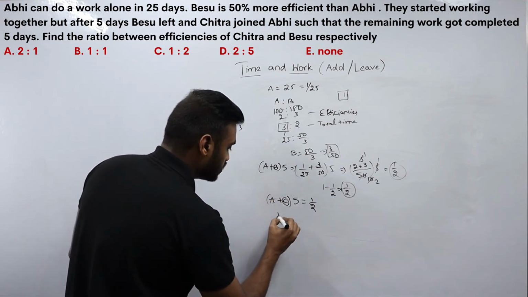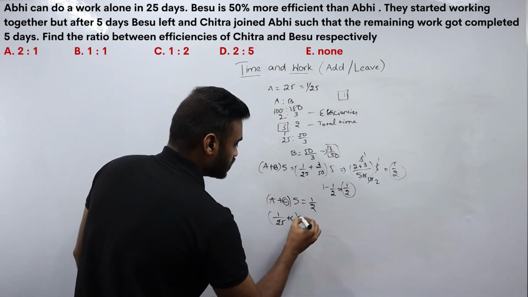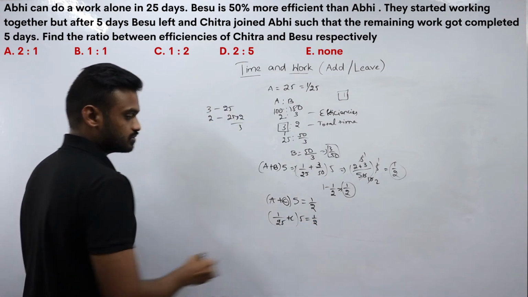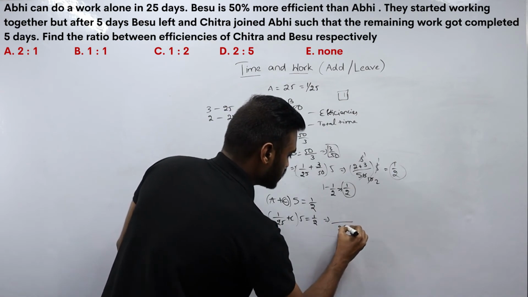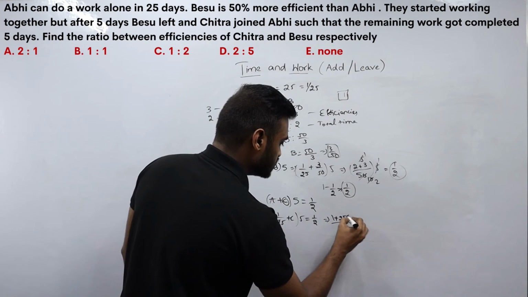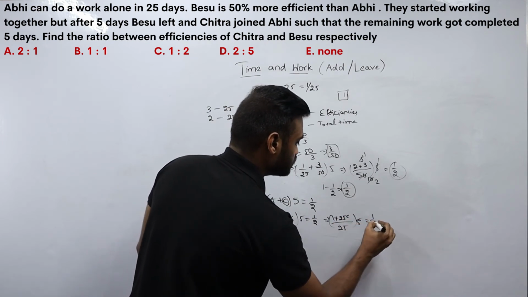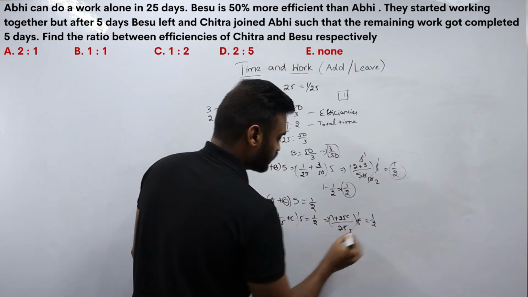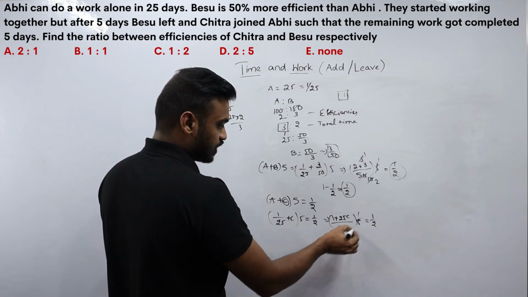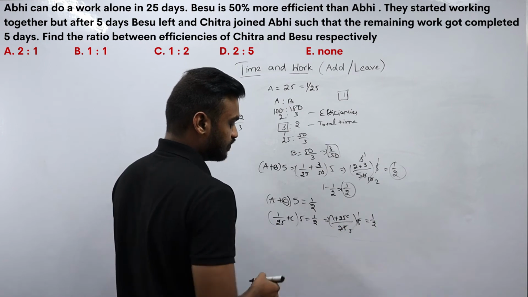Efficiency of Abhi will be 1 by 25, plus C, into 5, equal to 1 by 2. So the LCM will be 25, and we get 1 plus 25C, into 5, equal to 1 by 2. 5 ones are 5, 5 fives are 25, and then 1 plus 25C. If I send this 5 to the right hand side, I will get 5 by 2, and if I send this 1 to the right hand side, I will get minus 1.